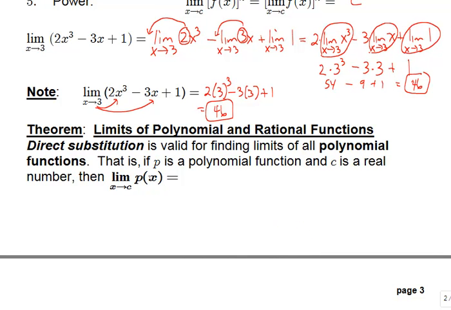So if you have a polynomial p of x, then to find its limit as x goes to c, just plug in c for that x. So this is going to save us a lot of time. We won't need to make tables and we won't need to make graphs if we're working with a polynomial. We can just plug in our limit value and we'll have our answer right away.